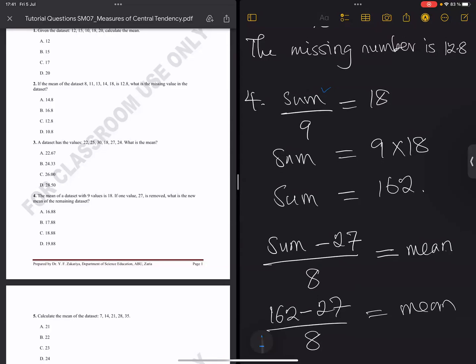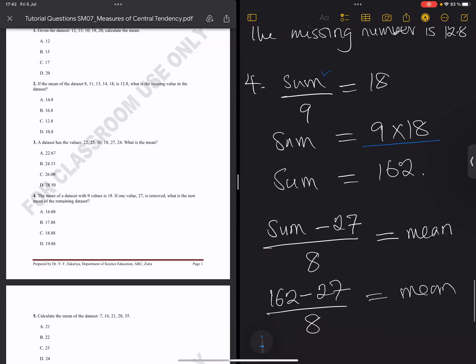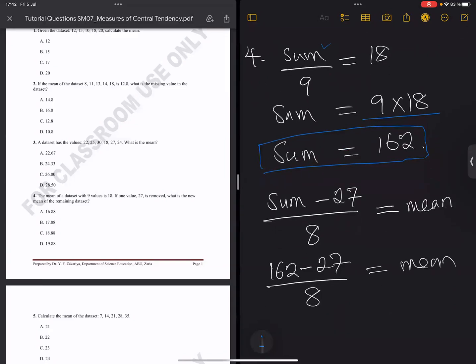This aspect is very simple. We are still dealing with the first sentence. So that means sum equals 9 times 18. It's cross multiplication. Then 9 times 18 is 162. So sum equals 162, the sum of the original data set.